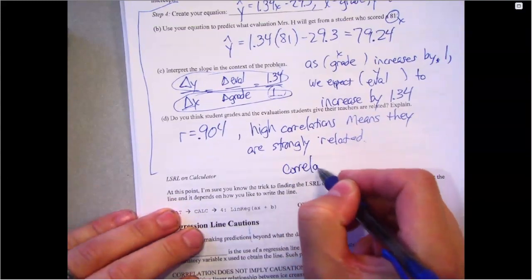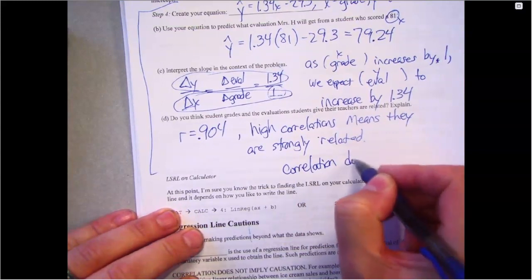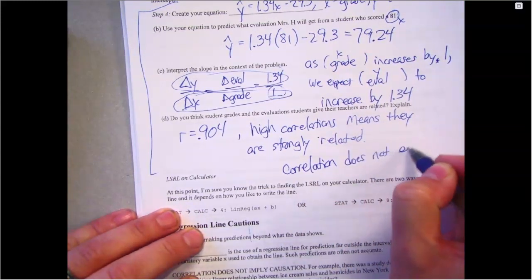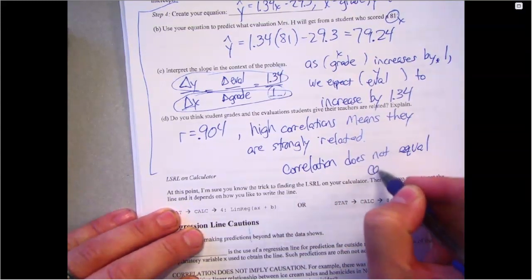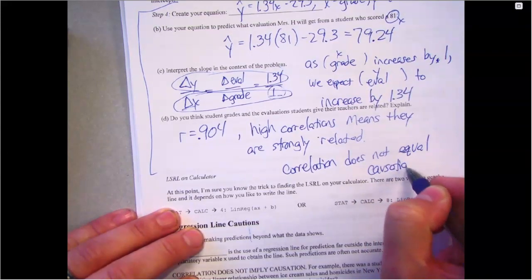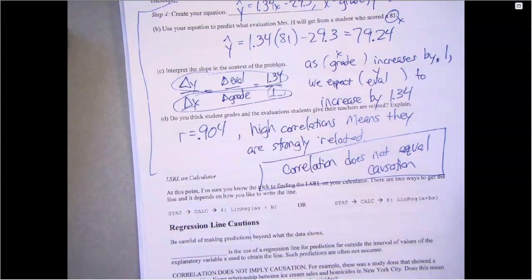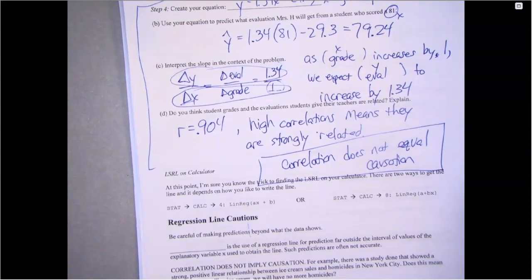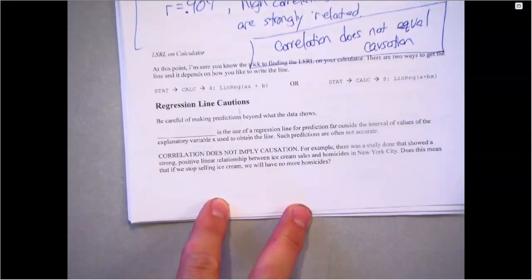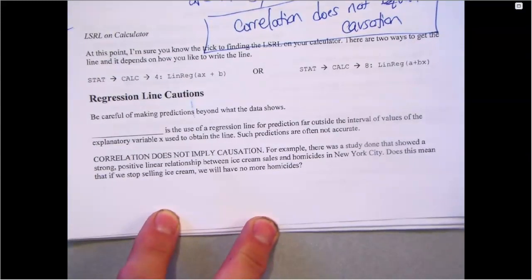I think we've written this down a couple times. I'm going to do it again. Correlation does not equal causation. It might, but you can't say it for sure. There's a good example of it at the bottom of the page. It took me a minute to figure out what's going on there.